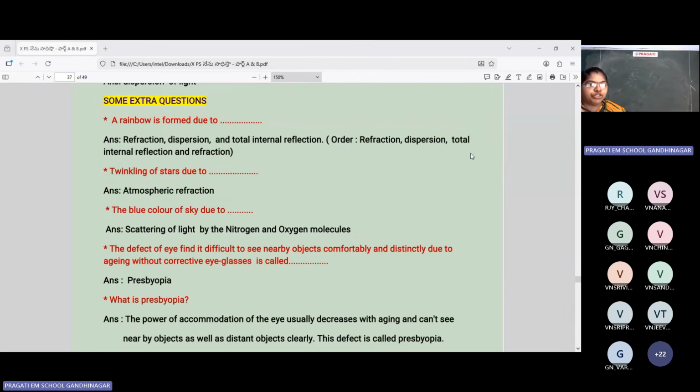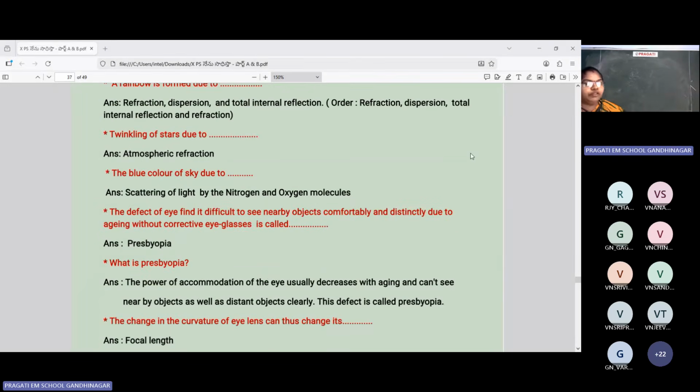A rainbow is formed due to refraction, dispersion, total internal reflection. Order is important, the order is being asked. See here, the order is mentioned: first refraction, dispersion, total internal reflection, and refraction. Here see, twinkling of stars, just now we discussed, is due to atmospheric refraction. The blue color of the sky is due to scattering of light by the nitrogen and oxygen molecules.